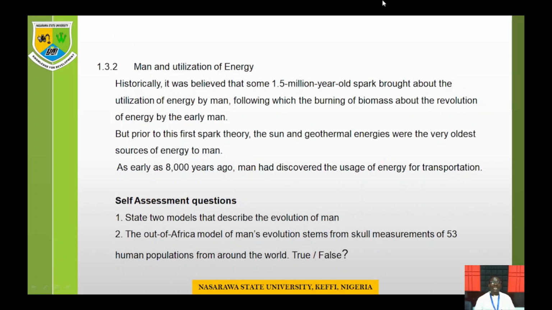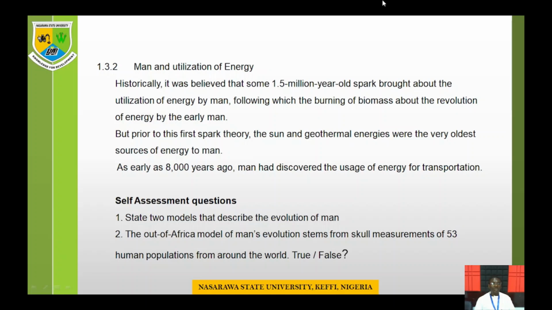Now, man and the utilization of energy. Historically, it was believed that a 1.5 million year old spark brought about the utilization of energy by man, following which the burning of biomass brought about the revolution of energy by the early man. But prior to this first spark theory, the sun and geothermal energies were the very oldest sources of energy to man. We will conclude by saying that as early as 8,000 years ago, man had discovered the usage of energy for transportation.